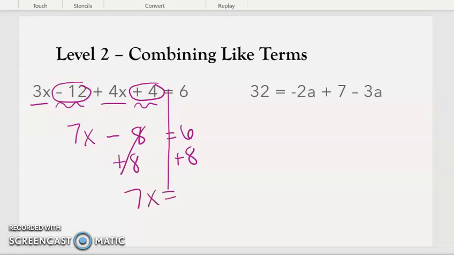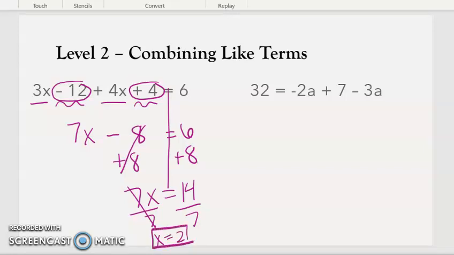7x equals 6 plus 8 is 14. And then I divide by 7 just like normal. 14 divided by 7 is 2. Cute, right? Okay, so let's try that again.